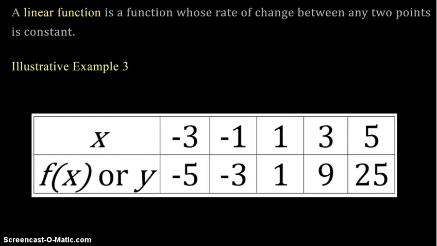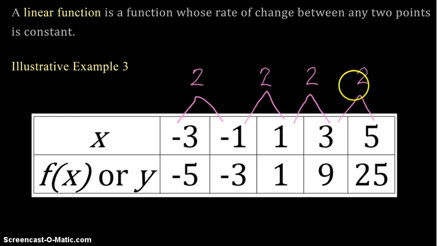Illustrative example number 3. So, para mahanap natin kung ang difference between 2 points is constant, ima-minus natin yung x-coordinate muna. So, i-minus natin yung negative 3 dito sa kay negative 1. Or negative 1 minus negative 3 is positive 2. 1 minus negative 1, that is positive 2. 3 minus 1, 2, and 5 minus 3 is 2.